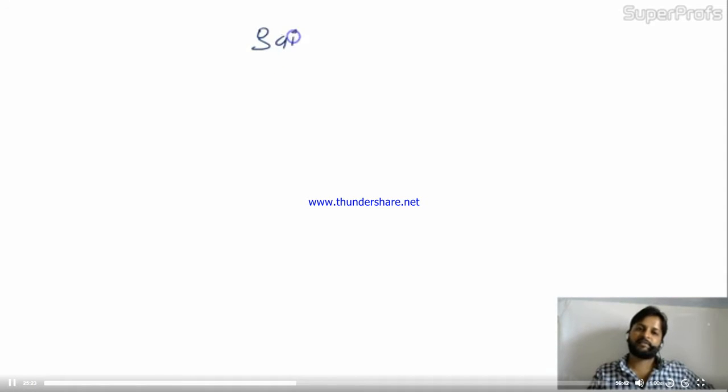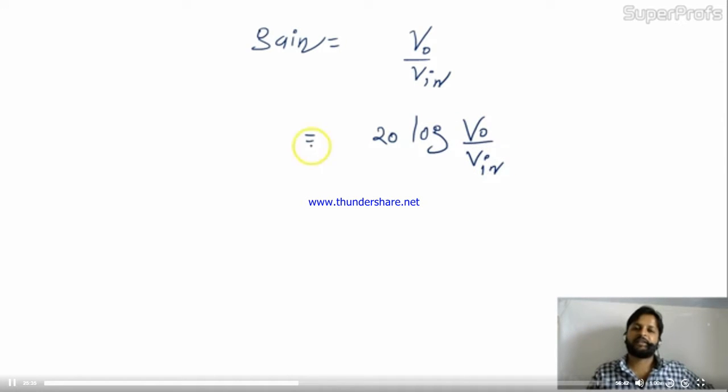What is gain? Gain is V0 divided by V in. But gain is given in dB. So let's take 20 log V0 by V in. And this gain is given now 40 dB. So this is 2 log V0 by V in, because of this 2.